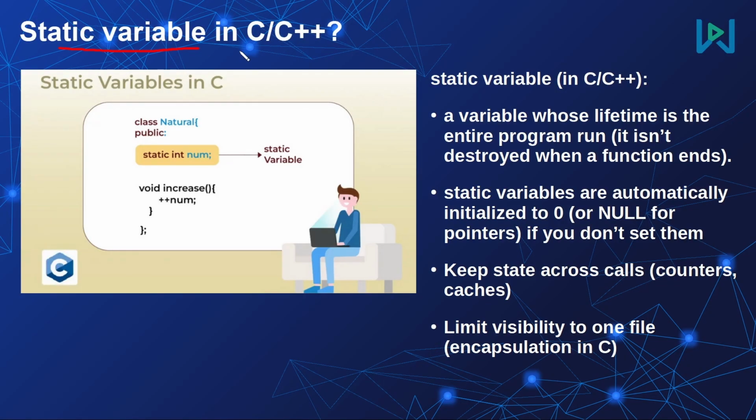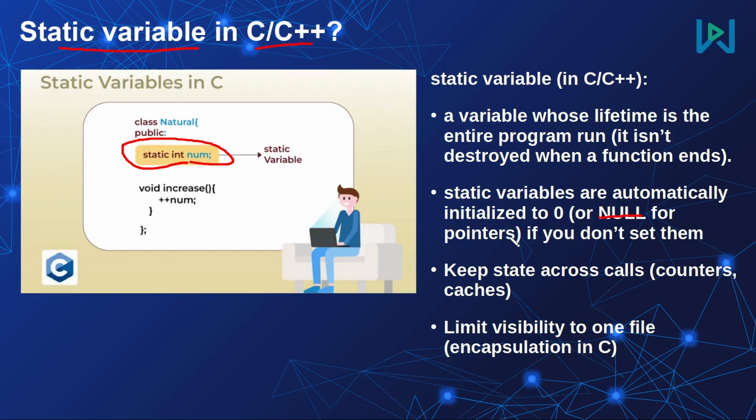A static variable in C or C++ is a standard C or C++ variable whose lifetime will be the full or entire program run. Hence, the static variables will be destroyed only if the current running program finishes and ends. The different static variables will be automatically initialized to 0, or null for the case of pointers, if we don't explicitly initialize those static variables.